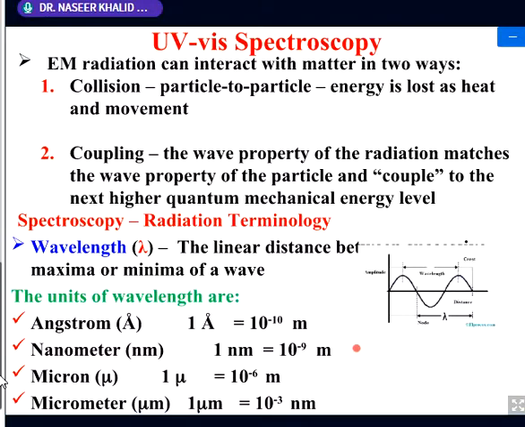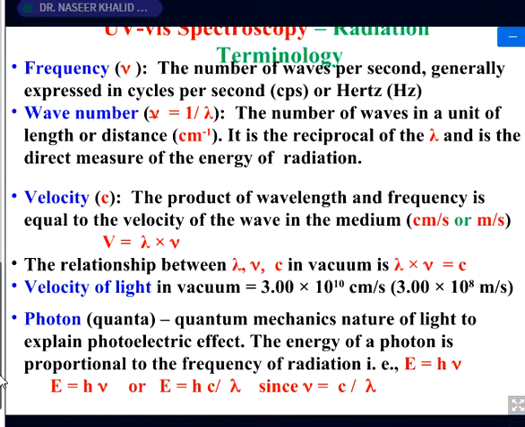These are the units generally used when we are dealing with wavelength. Now, the frequency. Frequency is the number of waves per second passing through a point in 1 second, unit time. So the number of waves per second is known as frequency. It can also be expressed as cycles per second, named hertz.